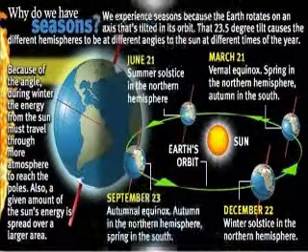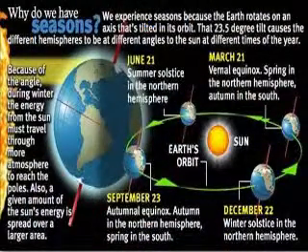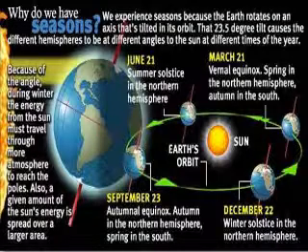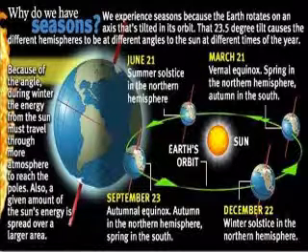So, you may wonder, why do we have seasons? We experience seasons because the Earth rotates on an axis that's tilted in its orbit. It's a 23.5-degree tilt that causes the different hemispheres to be at different angles to the sun at different times of the year. Because of the angle, during winter, the energy from the sun must travel through more atmosphere to reach the poles. Also, a given amount of the sun's energy is spread over a large area.